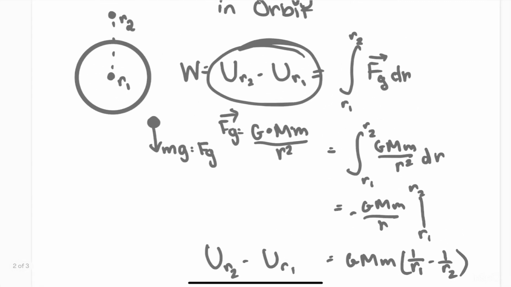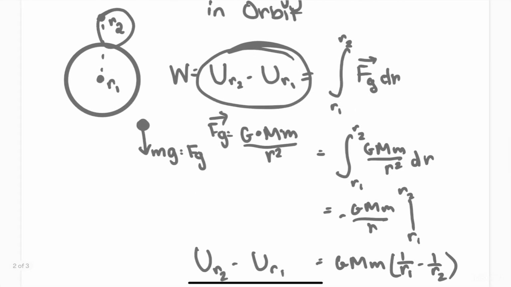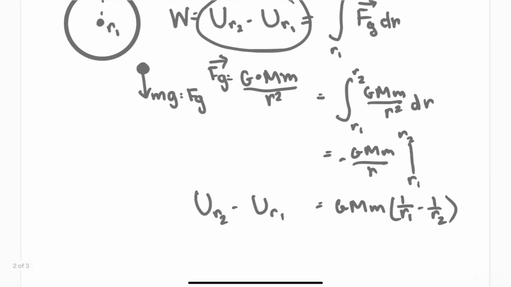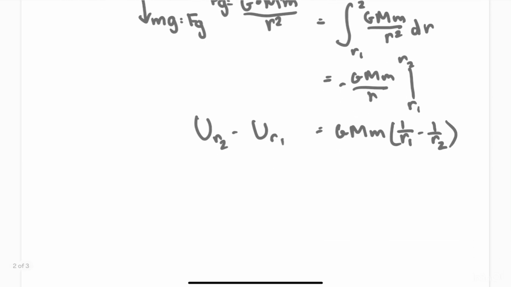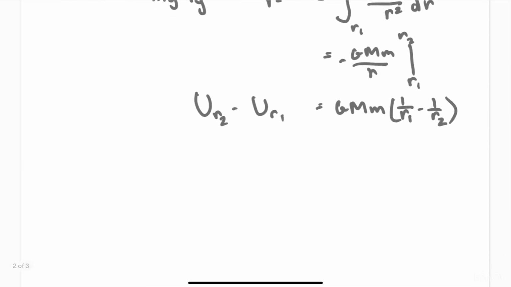So when the planet is in orbit, we basically want R2 to be at a point where there is no potential energy because there is no gravity anymore. So how can that happen? When we take the limit of both sides as R2 tends to infinity.